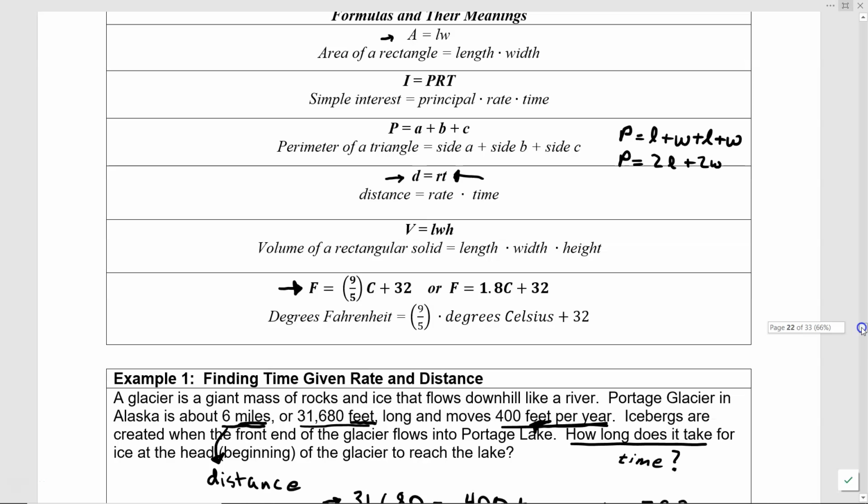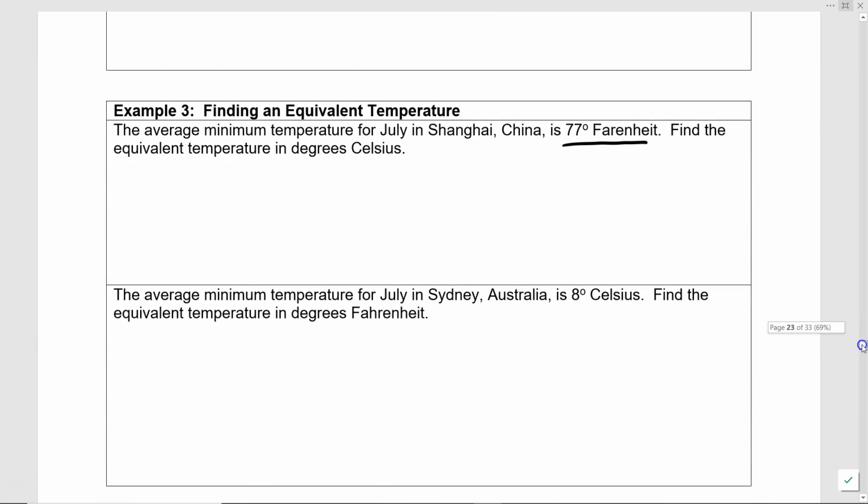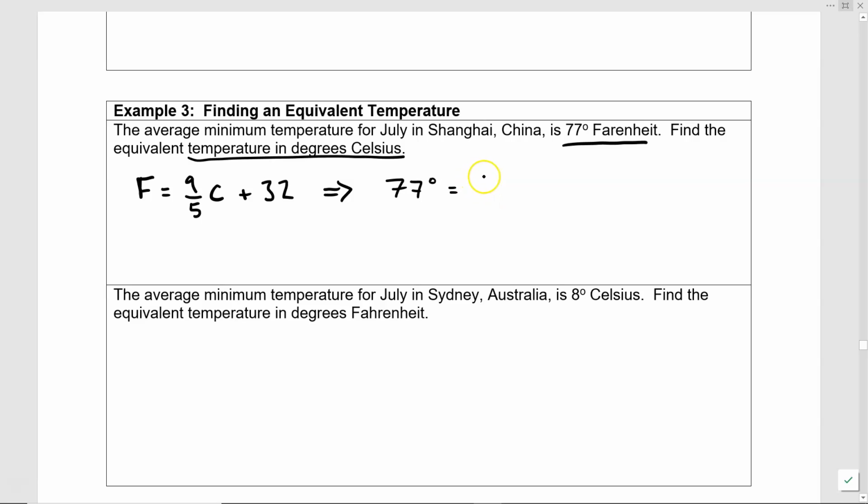F is equal to 9/5 C plus 32. So writing that down here, F is equal to 9/5 C plus 32. Okay. So our measurement is in Fahrenheit, which means it's going to be the left side of the equation, and we want to solve for the equivalent temperature in degrees Celsius. So we're going to be solving for our C. So plugging in our F, we have 77 is equal to 9/5 C plus 32.